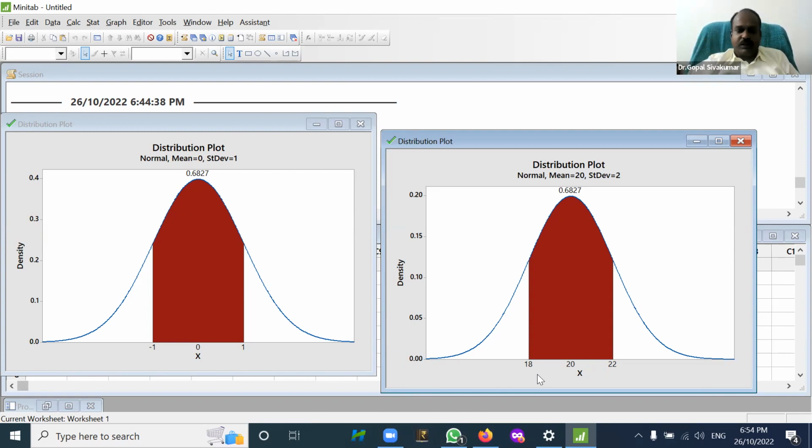Minitab is taking all the pain of this conversion and giving you the probability. You can convert the scenario into standard normal distribution and then calculate the probability, or you can use the real scenario and calculate the probability. Real scenario means mean and standard deviation should be known to you. Standard normal distribution means G-score should be known to you. Whichever is convenient, you do it. Clear? Yes, sir.